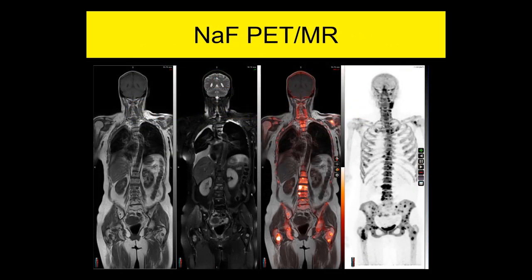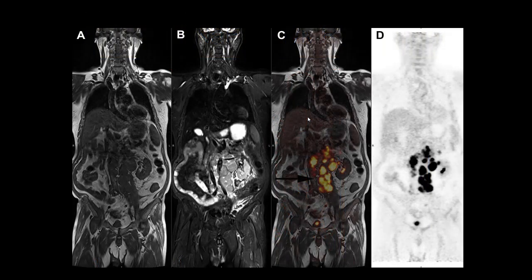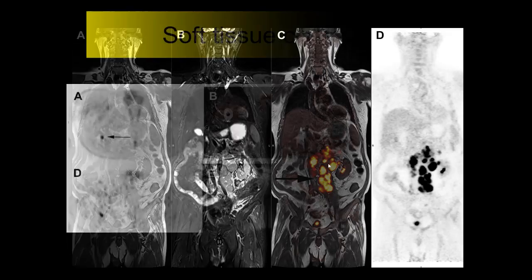This is for sodium fluoride PET MR, where you have a sodium fluoride PET fused to a T1 weighted sequence to look at metastatic disease. Another case here is a lymphoma, where we have a T1 weighted image by stitching all the beds together. This is a T2 weighted image, FDG PET, and a fused PET MR to the T1 weighted image, and you see FDG avid retroperitoneal lymphadenopathy.